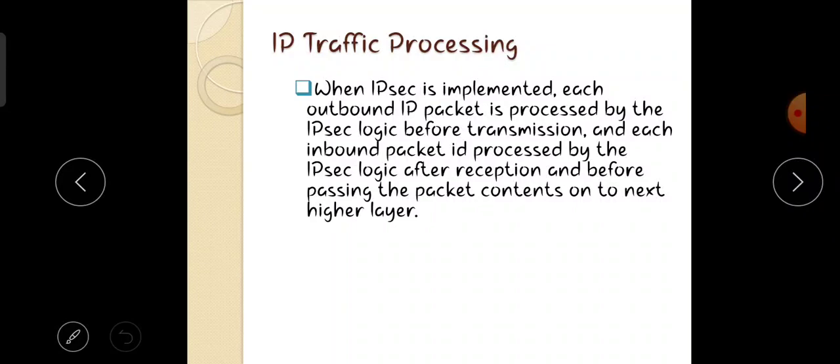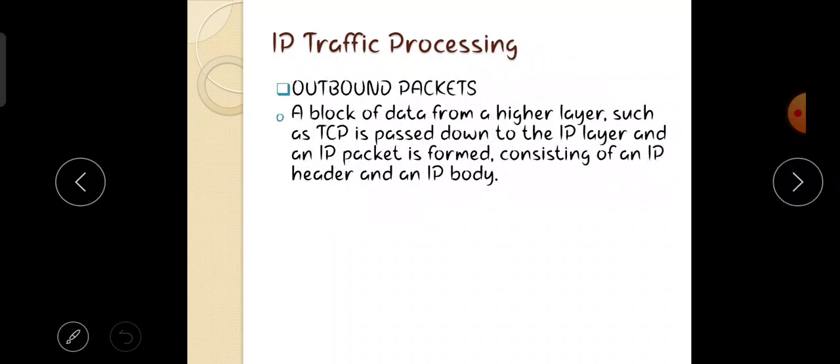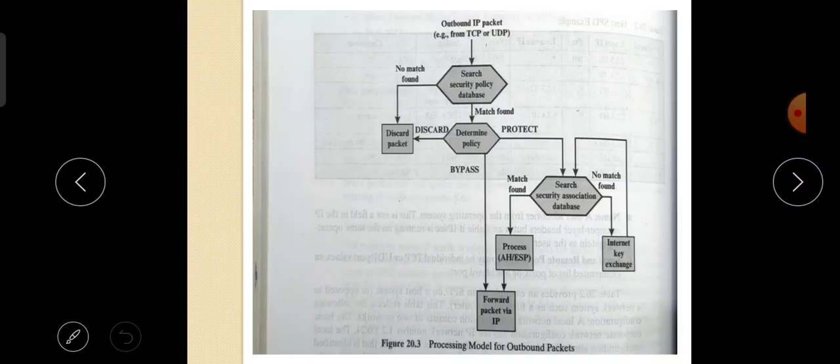We look at the logic of this situation in turn. First, outbound packets. A block of data from a higher layer such as TCP is passed down to the IP layer and the IP packet is formed, consisting of an IP header and an IP body. We can see the steps involved by using this processing model of outbound packets. Here, the outbound packet is from any TCP or UDP.